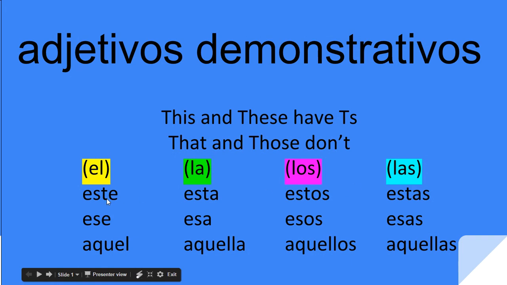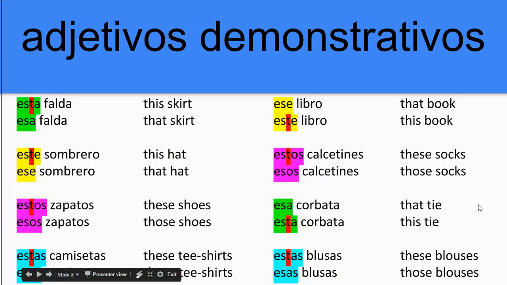And remember, if it has a T, it's close to you. This and these, that and those. While aquel, aquella, aquellos, and aquellas shows greater distance from the speaker. So you can see in all these examples, they look exactly the same for this and these, that and those. They're very, very similar, this compared to that, except I've left the T in red so that way you can see that every time it's this or these, where it's closer to you, it actually has a T in it.